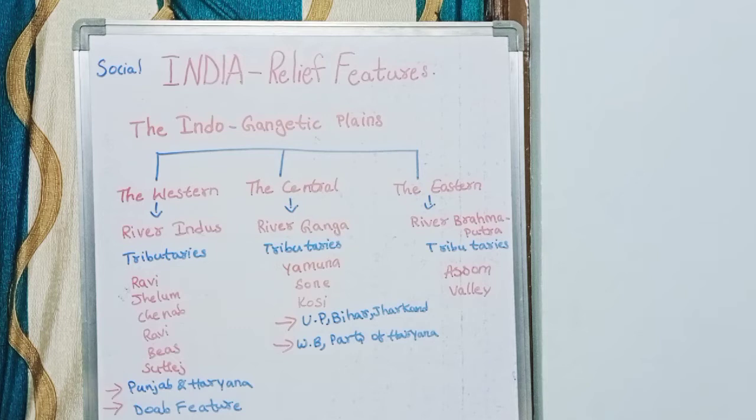Next, the central part. In the central part the river Ganga flows. Its tributaries are Yamuna, Sone and Kosi. The states through which they flow are Uttar Pradesh, Bihar, Jharkhand, West Bengal and some parts of Haryana, not the whole of Haryana. And next is the eastern part. In the eastern part, the river Brahmaputra flows. Its tributaries are in the Assam Valley.